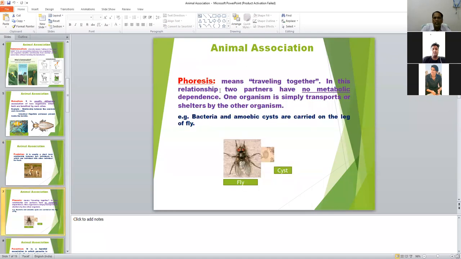Then another animal association is phoresis, meaning living together. In this relationship, the two partners have no metabolic dependence.